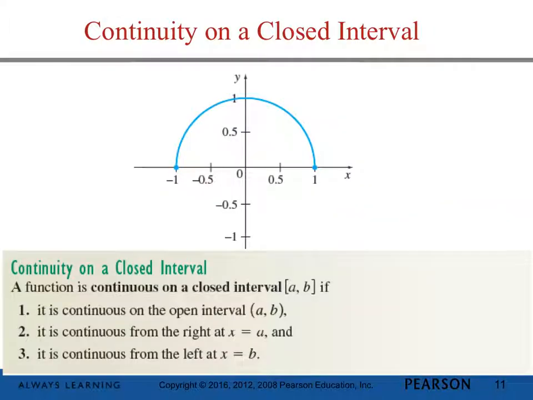So here's the definition of continuity on a closed interval, and it really is making a lot of fuss about what is not something that's terribly important to us. Basically, if this function is continuous on the open interval, and what the open interval means is if you leave out its endpoints, we're not talking about at x equals -1 or at x equals +1.